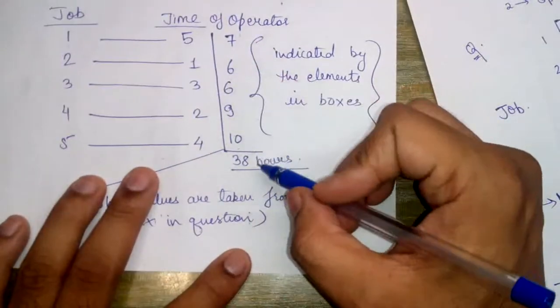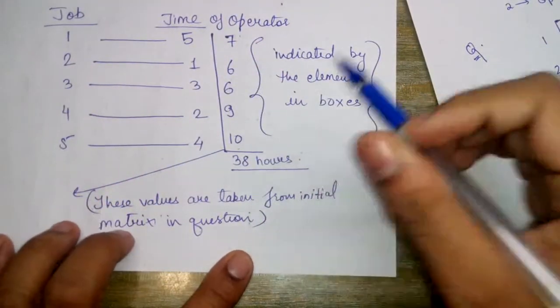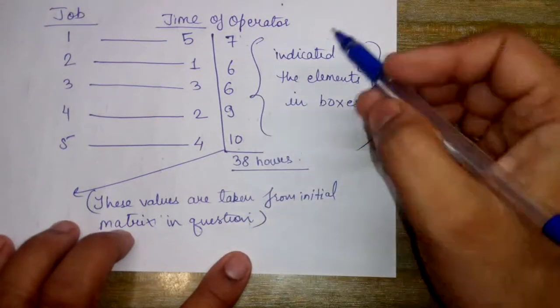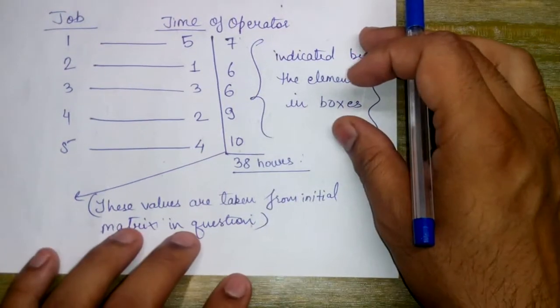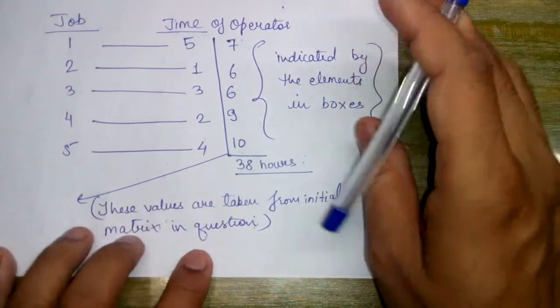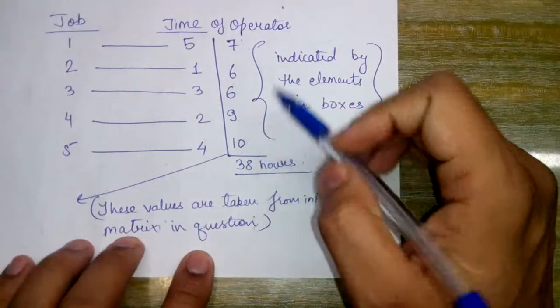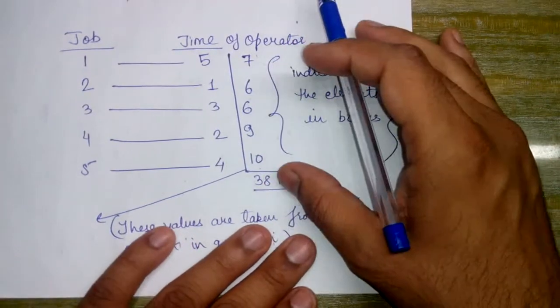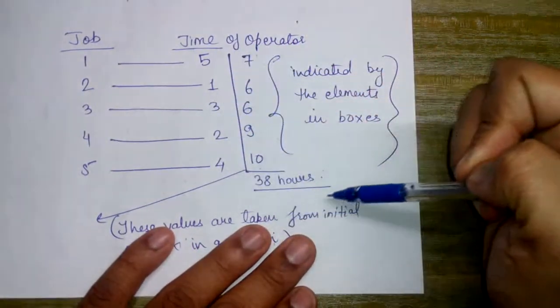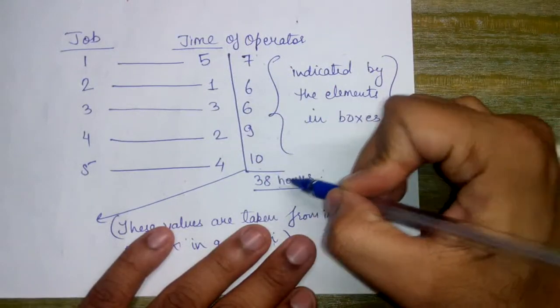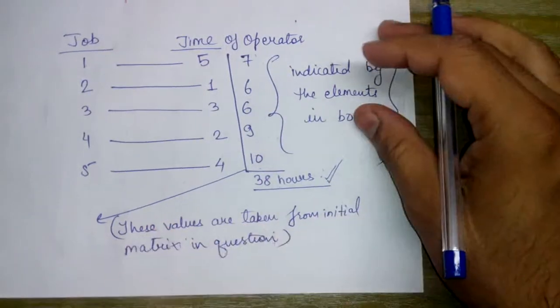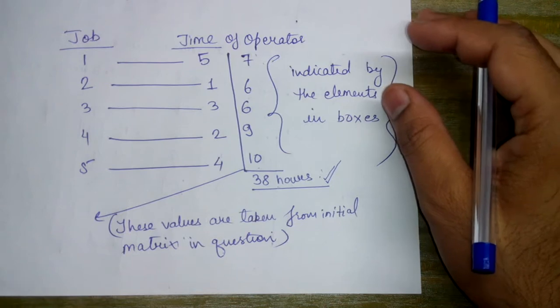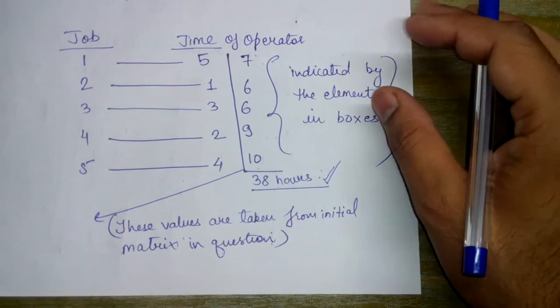Now the total time that would be obtained is 38 hours. And these times will be found out from the initial matrix that was given in the problem form. These values are taken from the matrix in the question. So after the feasible solution has been obtained, we will say that the total time would be 38 hours. So the assignment can be done in 38 hours and this is the optimal solution.